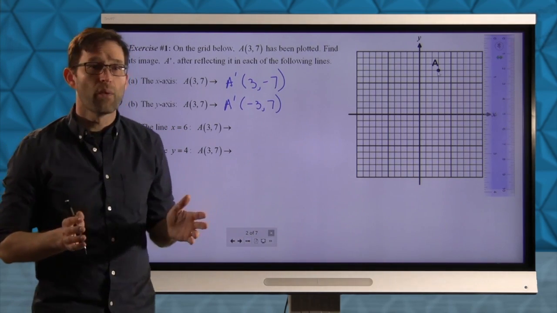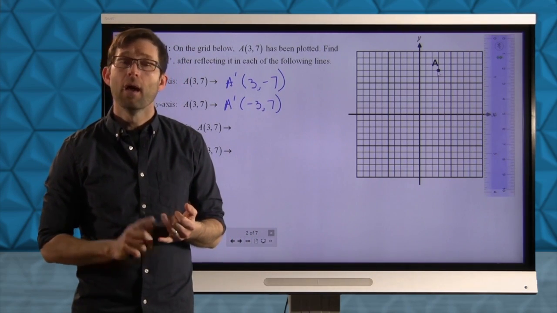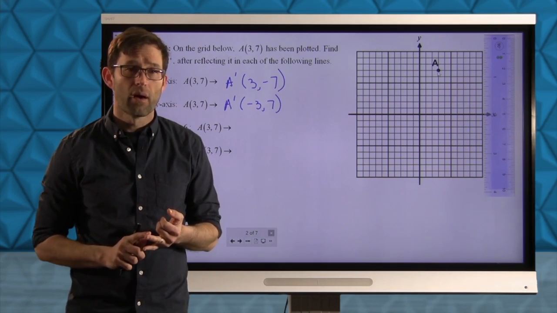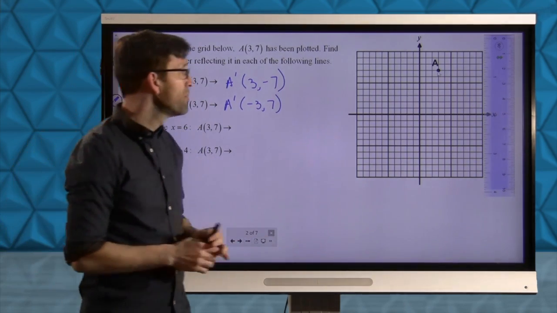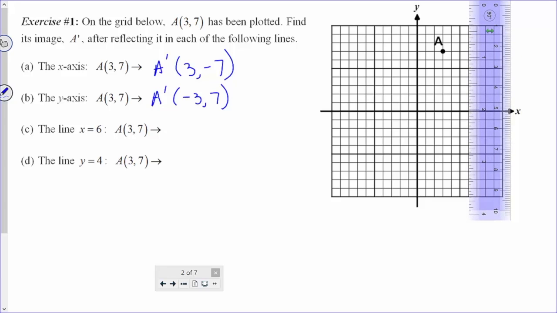Now it's key that when you see x equals 6, you know, number one, that it's a line, but number two, it's a vertical line, all right? And that's important because I'm going to actually draw the vertical line x equals 6. And I think I'll go with it in red just so it pops.